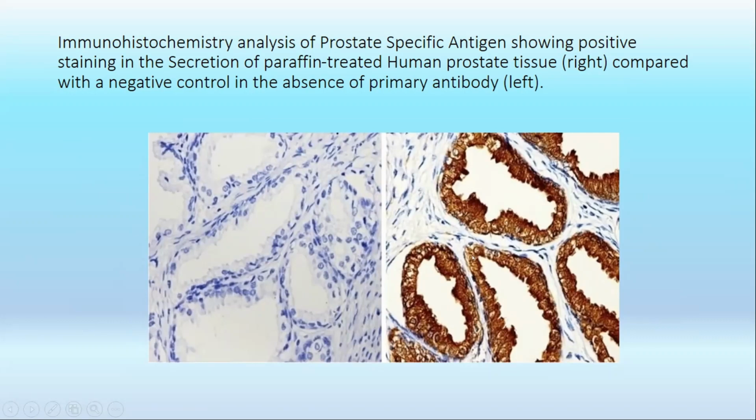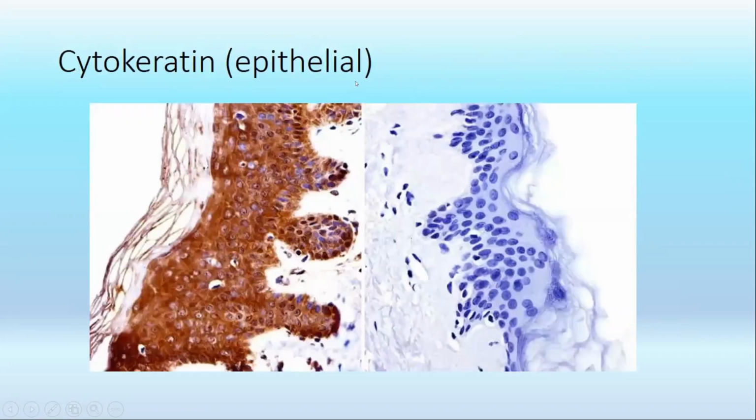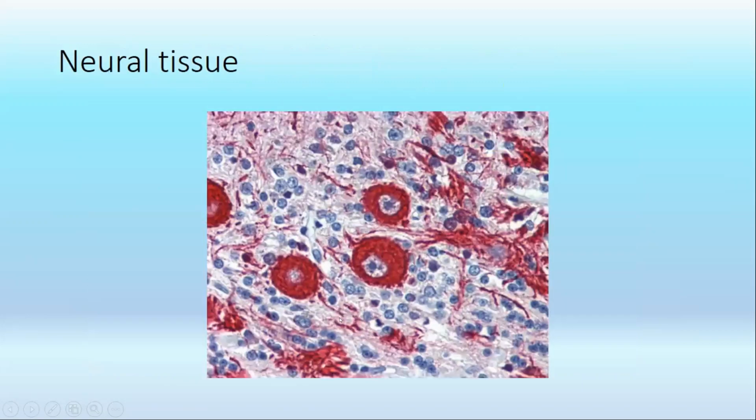And usually this is the typical color, this brownish color, because we use this so-called DAB substrate. Again, this is cytokeratin, this is the skin, this is the negative control. Basically these cells are epithelial in origin. So if this is this tumor, we know this is a carcinoma.